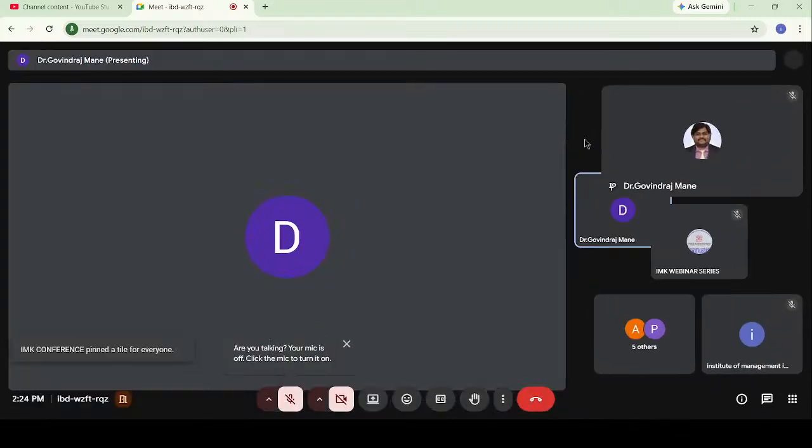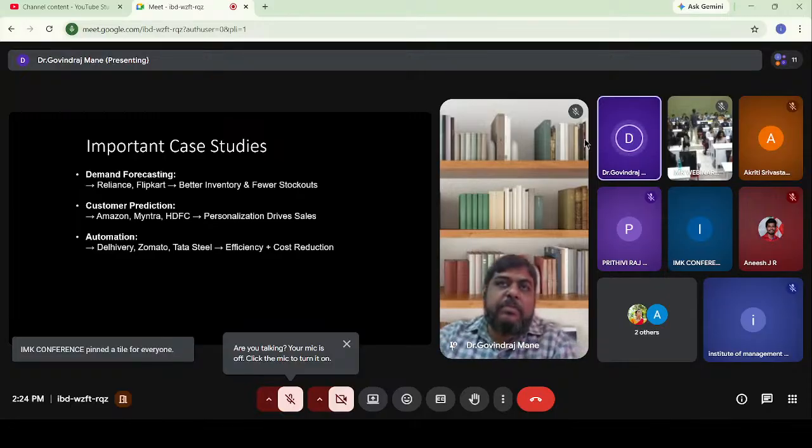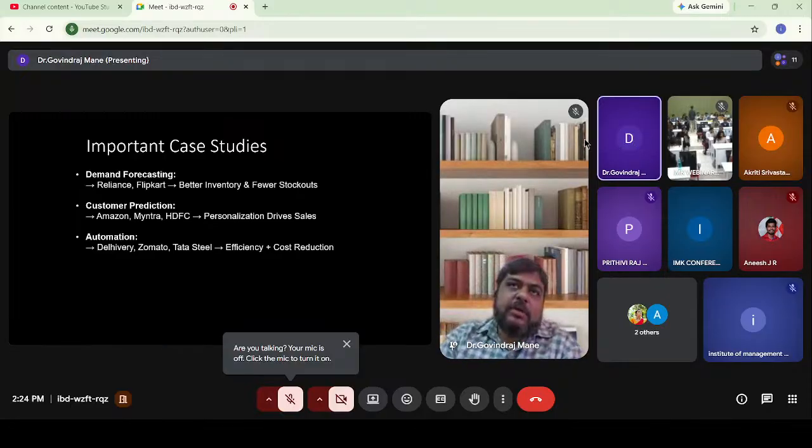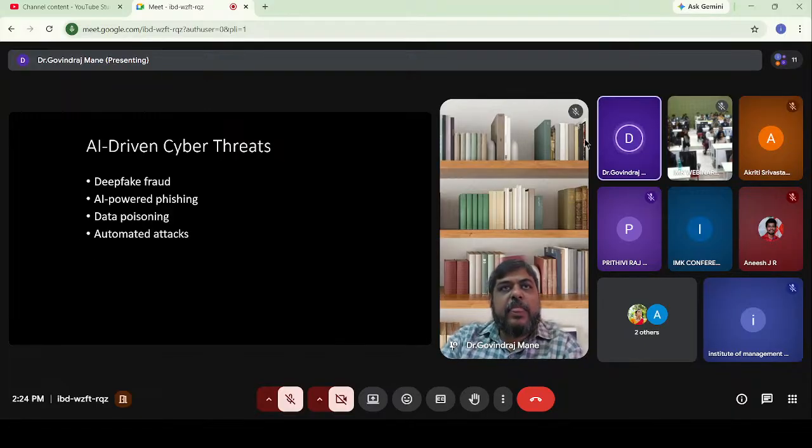Looking at the efficiency and cost reduction strategies. These are some of the important cases that people should look at when they are teaching AI applications in business management. So these are highly talked about case studies as of now in AI and business applications.